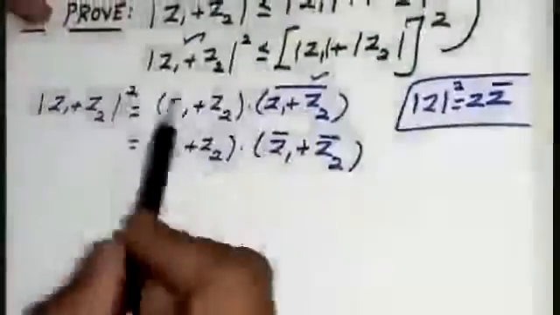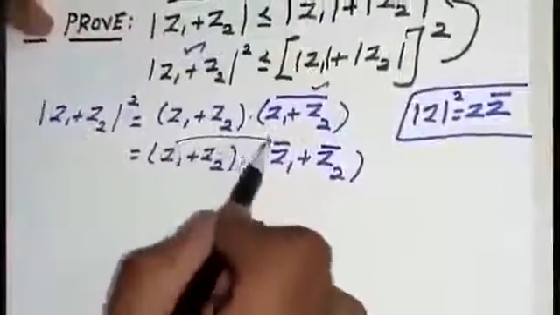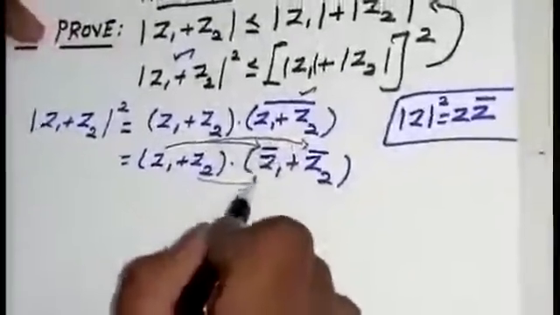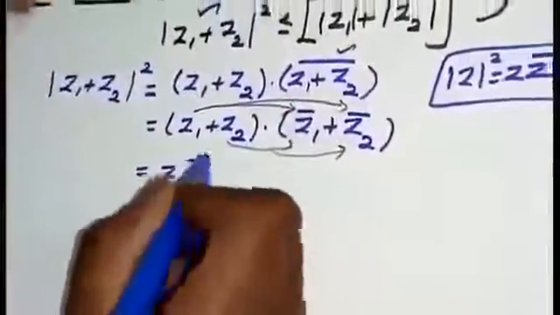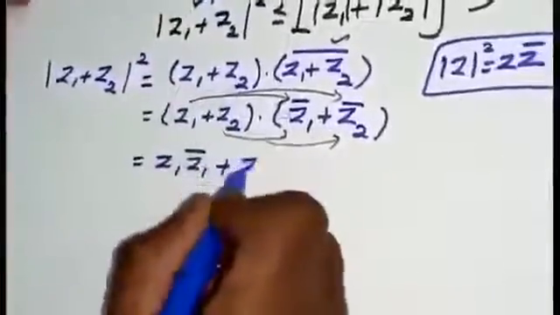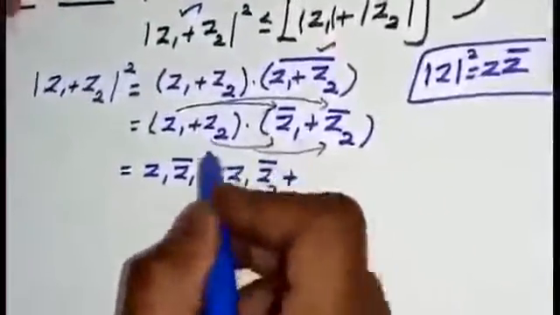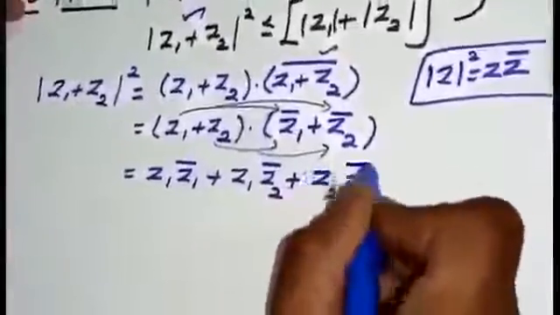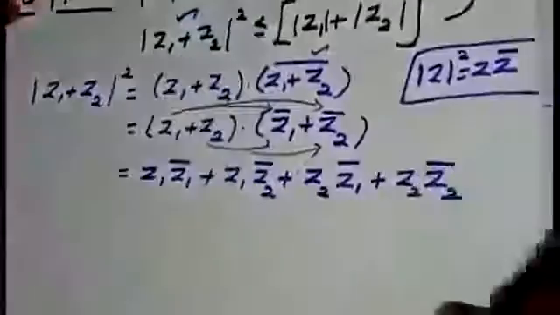Next, I am going to multiply the complex numbers, that is Z1 into Z1 bar, Z1 into Z2 bar. Like this I am going to multiply. Just see the terms, how I am going to write. Z1 Z1 bar plus Z1 Z2 bar plus, without changing the order, you are going to write the next one: Z2 Z1 bar plus Z2 Z2 bar.